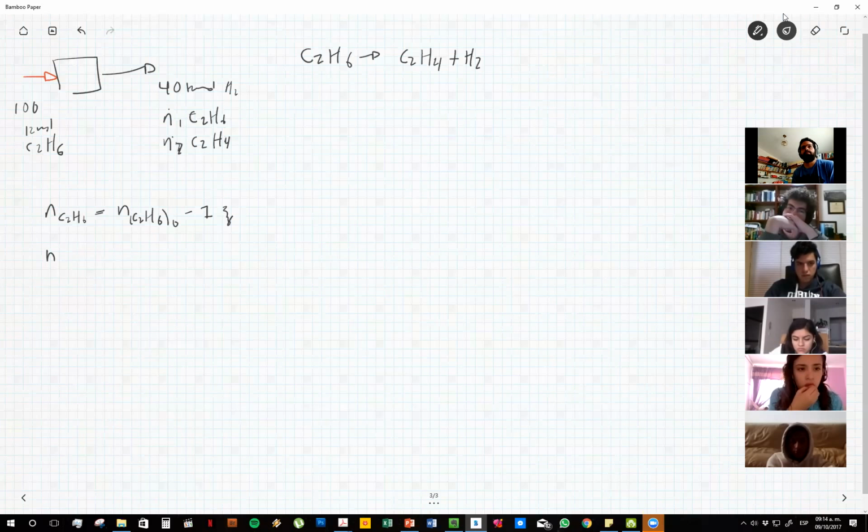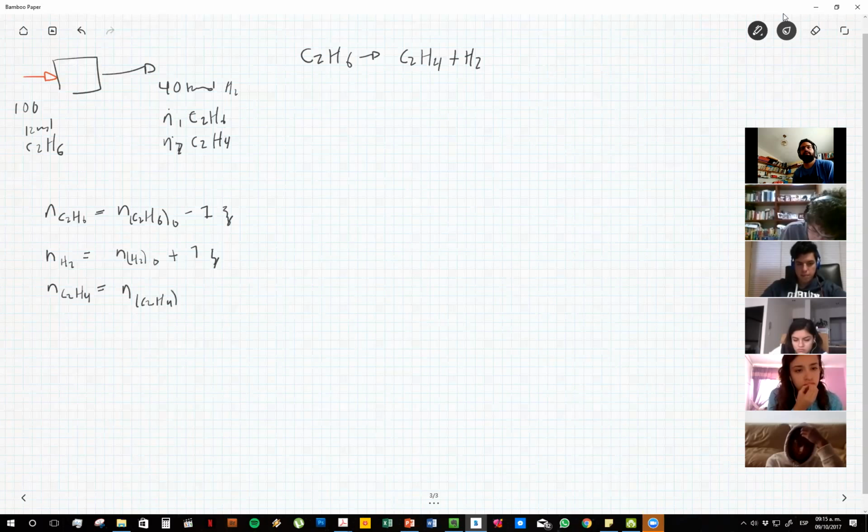For the number of moles of hydrogen at the end, it will be the number of moles of hydrogen at the beginning, plus, because it's a product and it's going to be produced, the stoichiometric coefficient 1 times the extent of the reaction. And the same thing for C2H4: the number of moles at the outlet is the number of moles at the inlet plus 1 times the extent of the reaction. Those are the equations that we have.